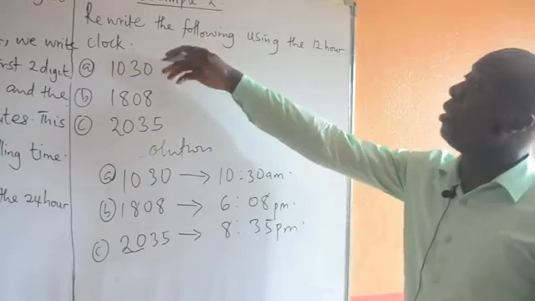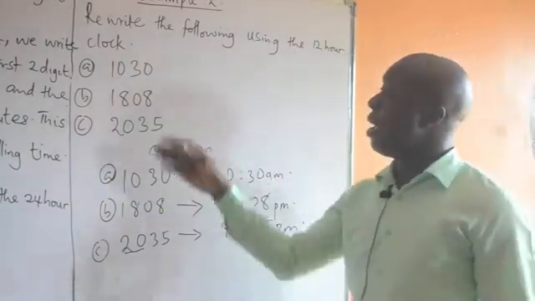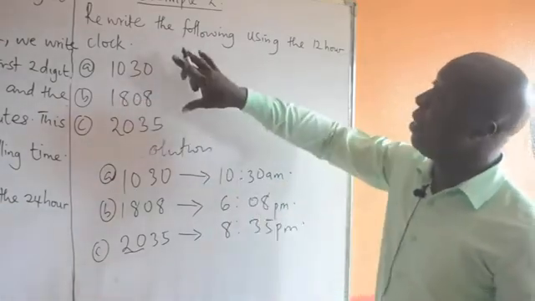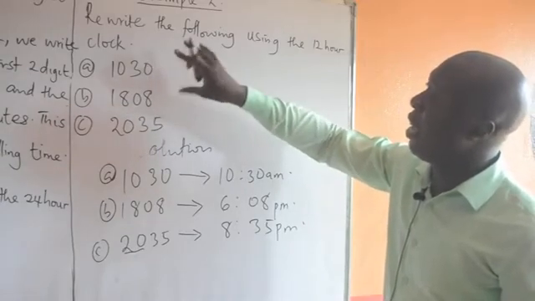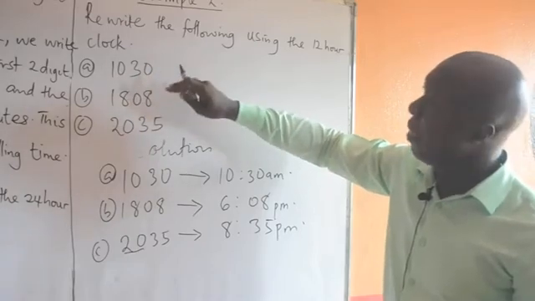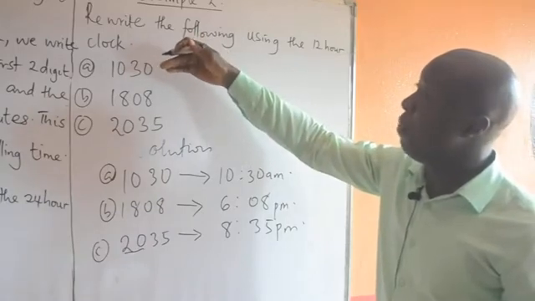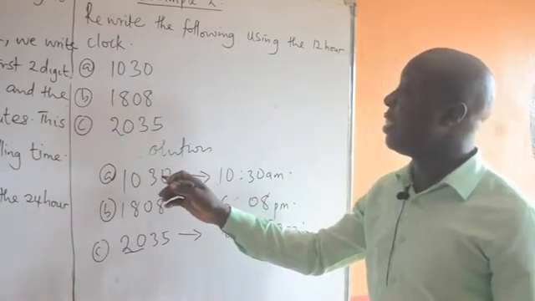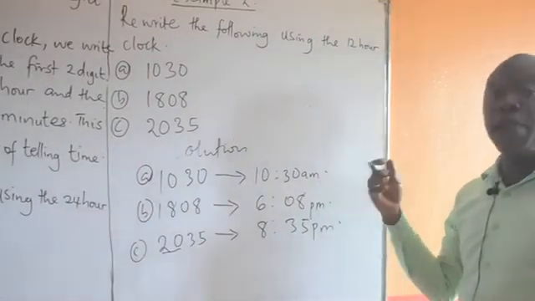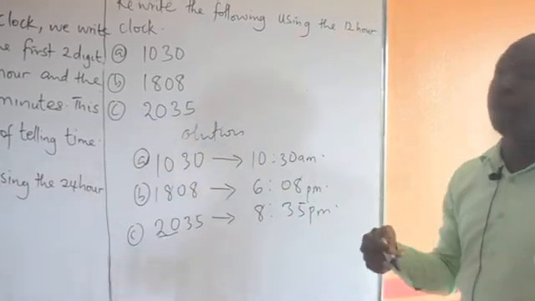Let me recap again. Rewrite the following using the 12-hour clock. We have 10:30, 18:08, 20:35. These numbers are in 24-hour clock because they are dealing with time. 10:30 can be written as the normal 10:30 a.m. A.m. simply means ante meridiem, showing that the time is 10:30 in the morning.